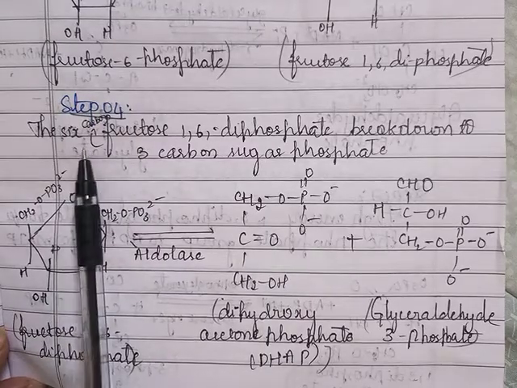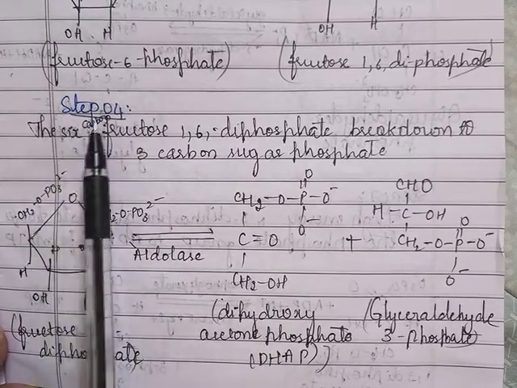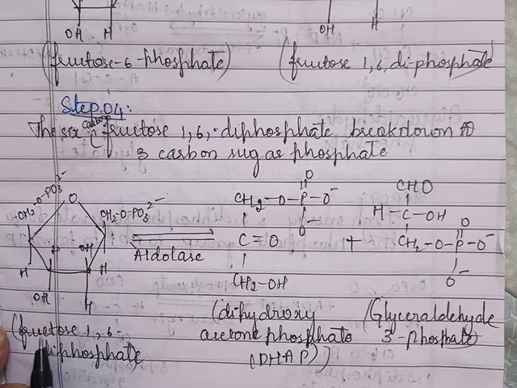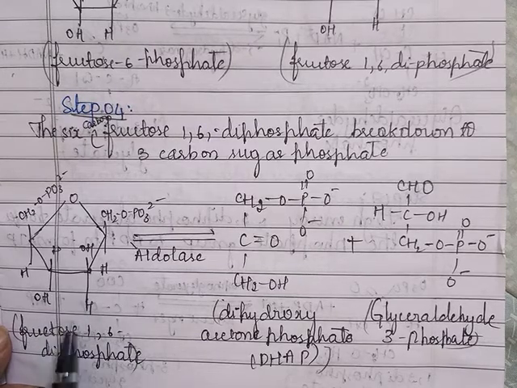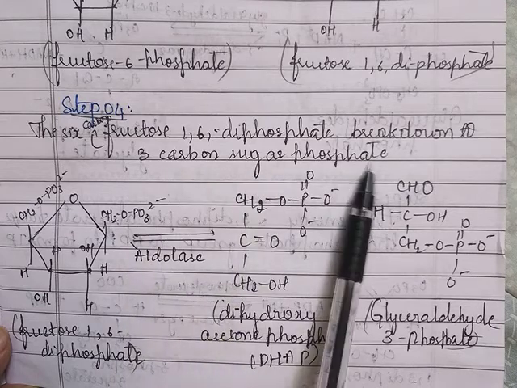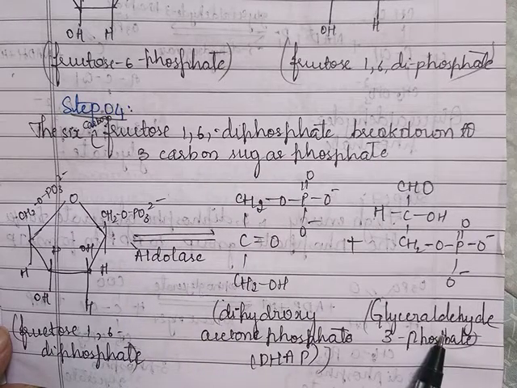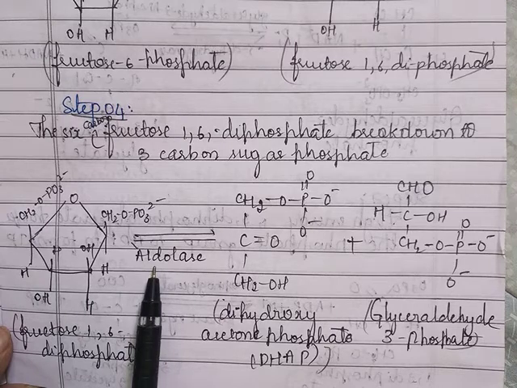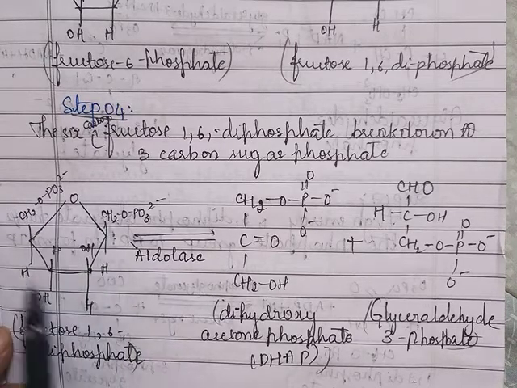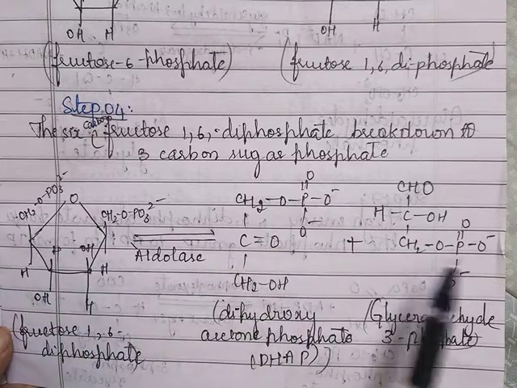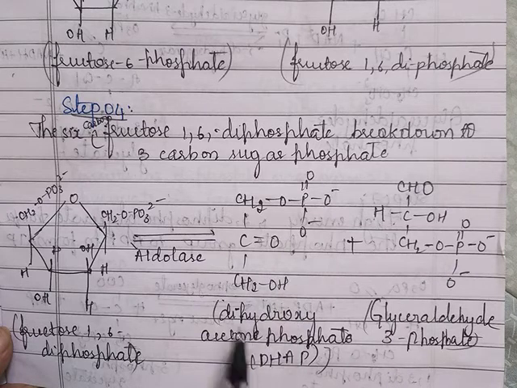In step 4, the 6 carbon fructose 1,6-diphosphate, which is formed in step 3, breaks down into 3 carbon sugar phosphates in the presence of the enzyme called aldolase. So this 6 membered fructose 1,6-diphosphate breaks down into 3 carbon sugar phosphates.